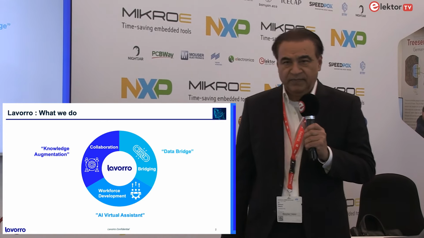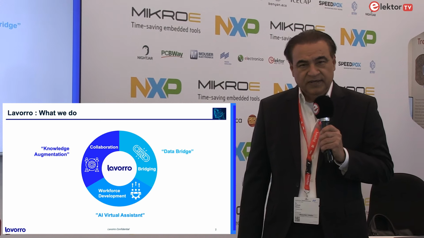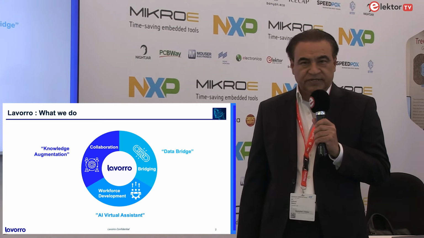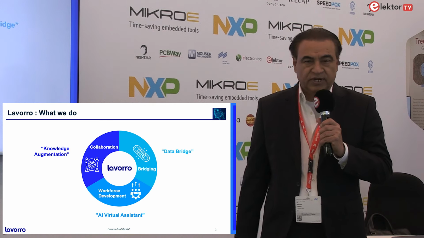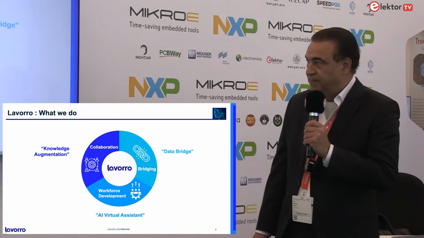As we know, the fab has a lot of silos and a lot of data is unattended. And the biggest challenge is how you make quick decisions and share the knowledge amongst the different user groups across the whole fab.